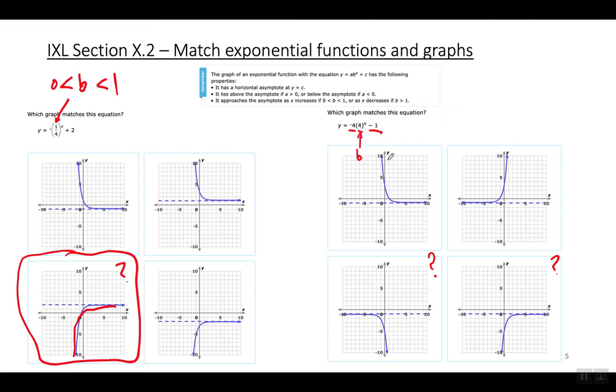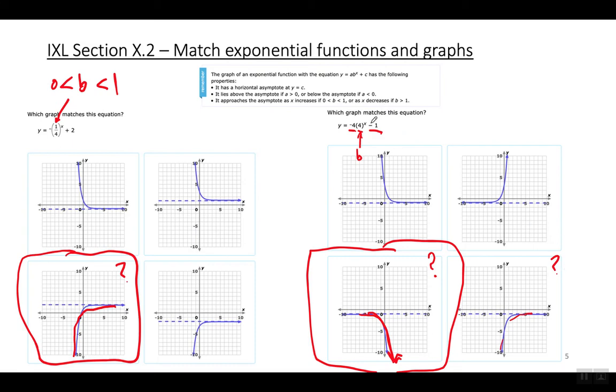Okay, B is greater than 1. That means that when you look at the graph of the line from left to right, if it's greater than 1, it's got to be moving away from the asymptote, not towards the asymptote from left to right. So this has to be the correct answer. Again, if B is greater than 1, that means from left to right, it's got to be moving away from the asymptote, not towards the asymptote like this one. So this is the correct answer and this one is wrong.